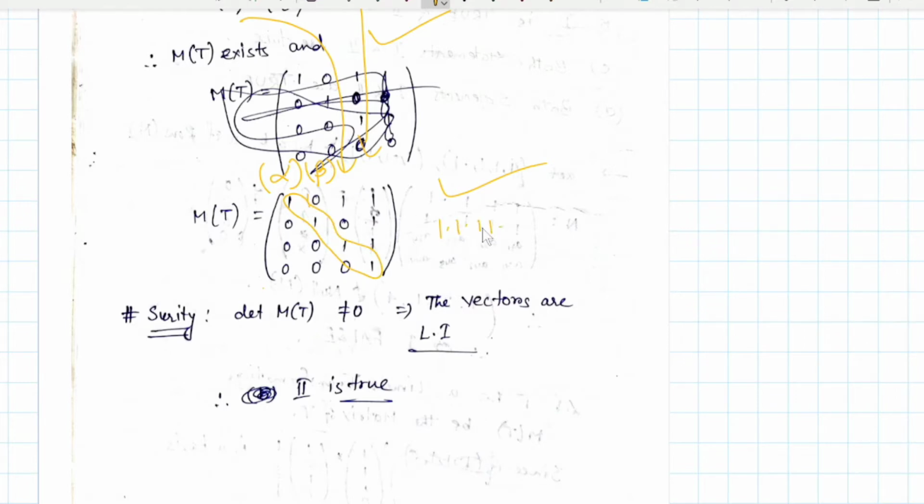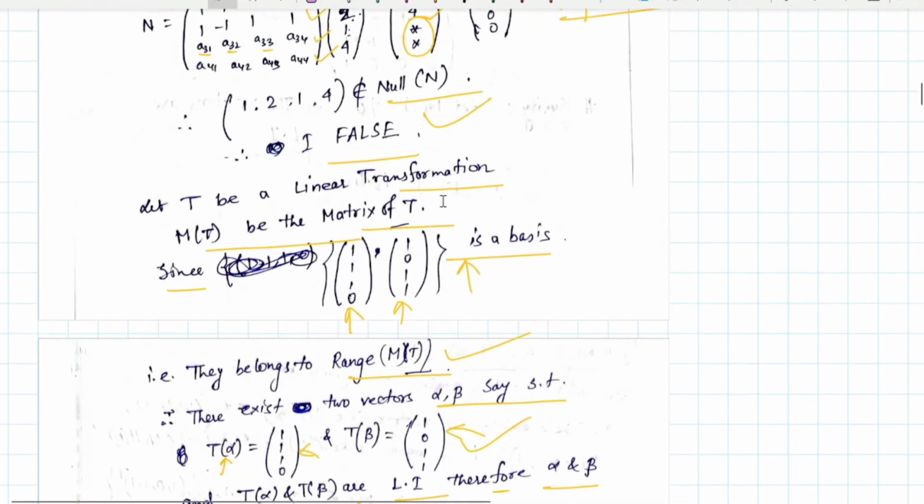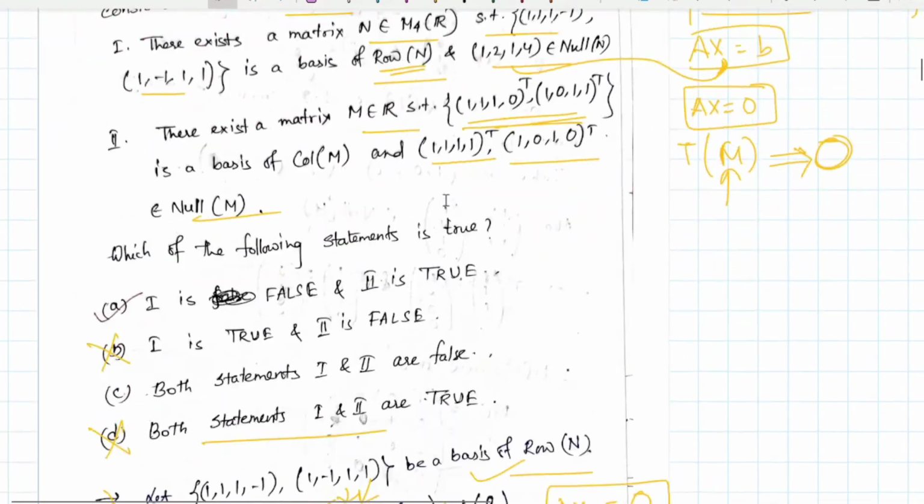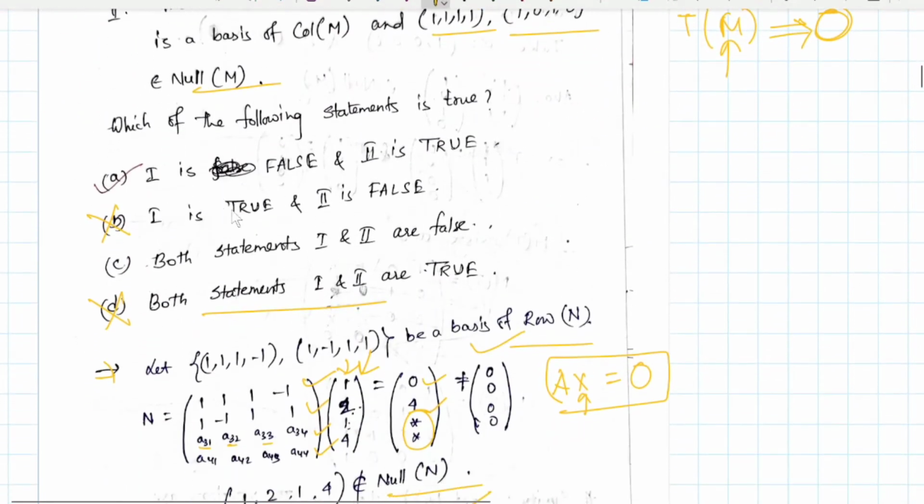Since the determinant is non-zero, the vectors in this matrix must be linearly independent. So it follows that the vectors are linearly independent, therefore option 2 is true. So here option 1 is false and option 2 is true. So C is a false option and A is our correct option. Now go to the next question.